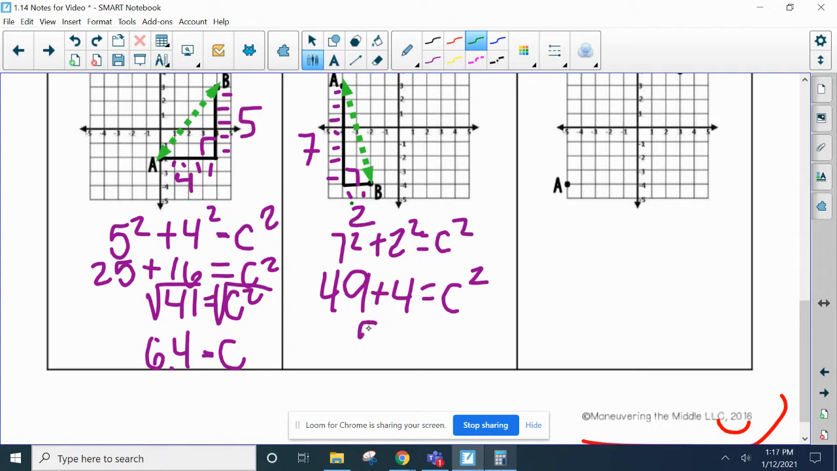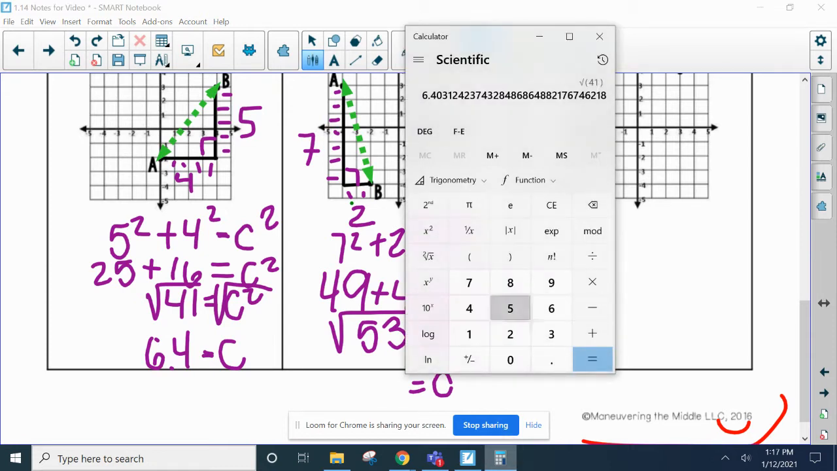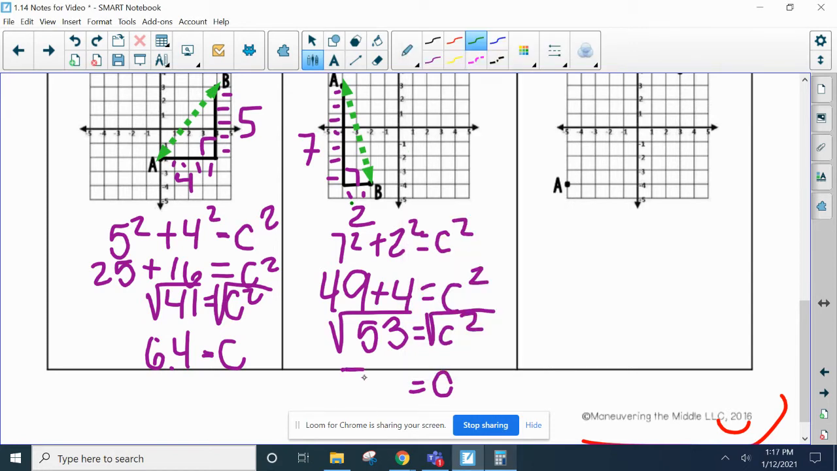So that's going to give me 53. And we want to take the square root of both sides so we can know what the distance is and not the distance squared. So the square root of c squared is just c, and the square root of 53, using the square root button, is going to give me 7.3, because 7.28 can round up to 7.3.